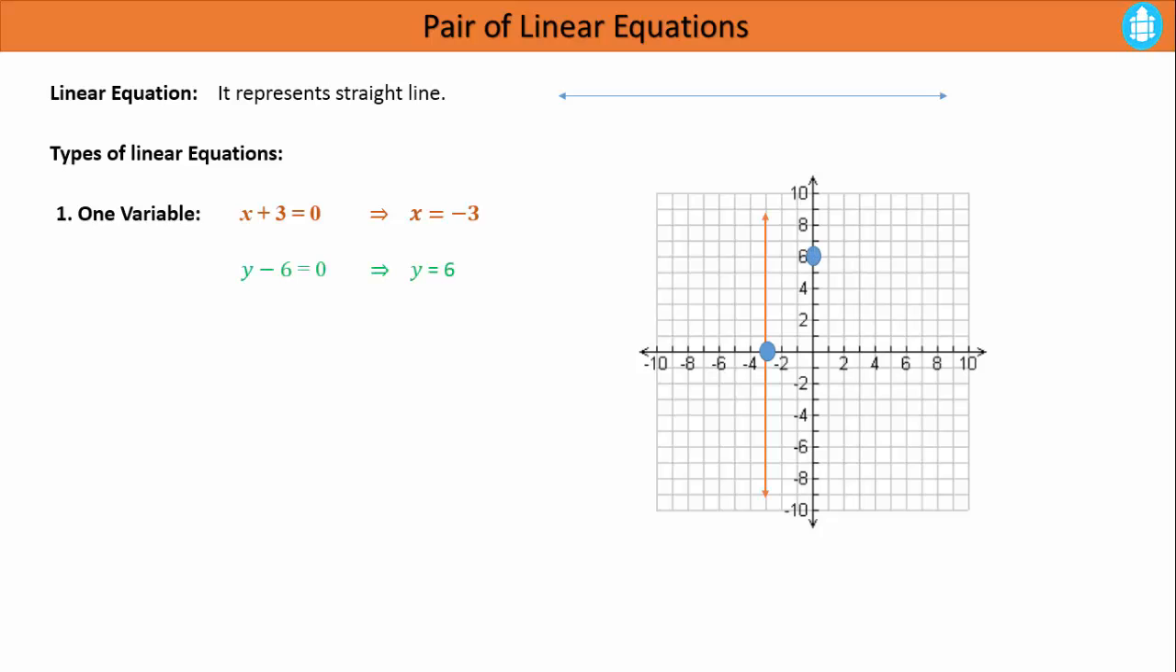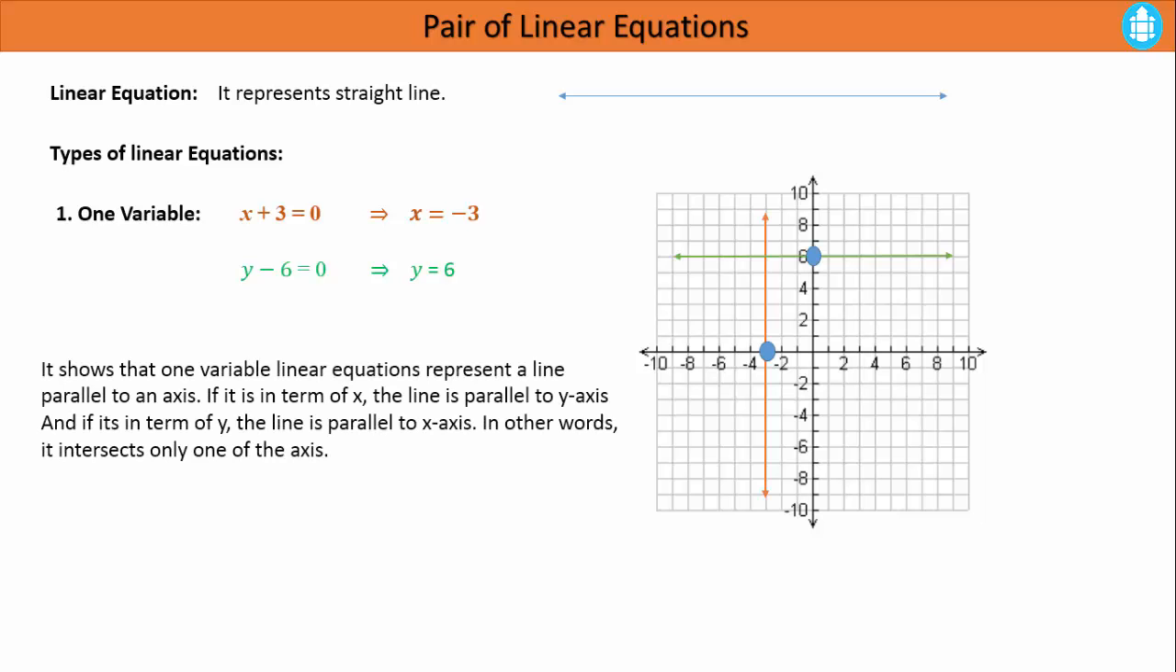y minus 6 is equal to 0 implies that y is equal to 6. So look at this point, y is equal to 6. Now the line passes through y is equal to 6. So this is also parallel to the x-axis.